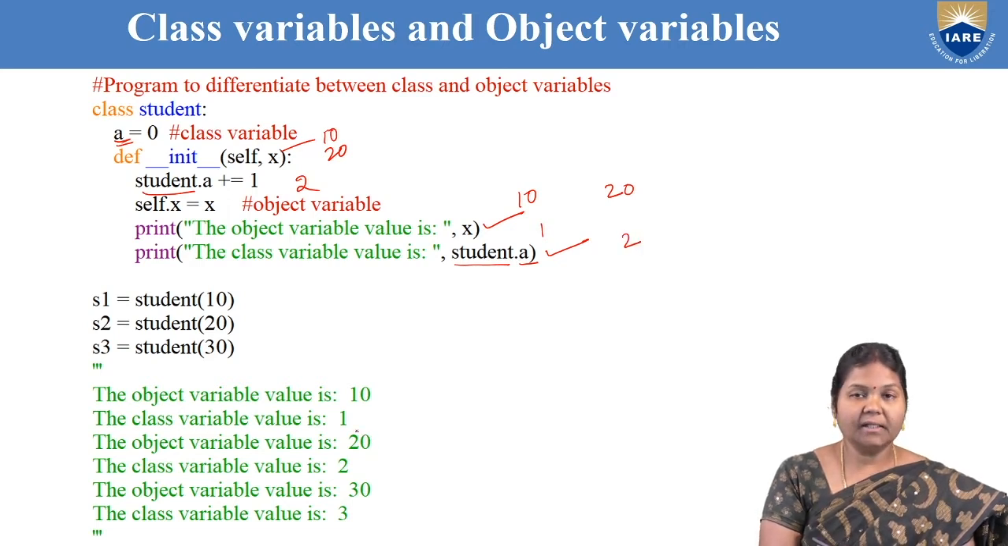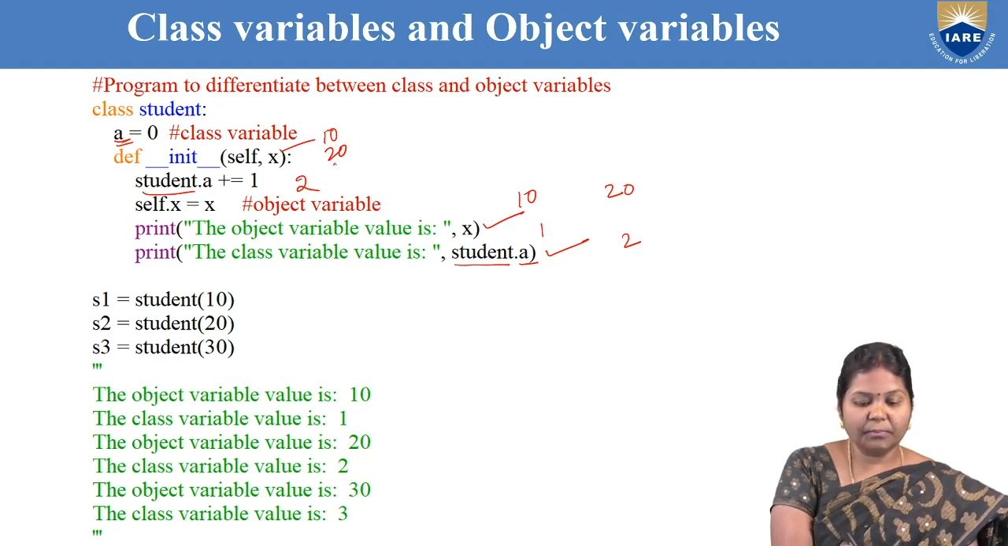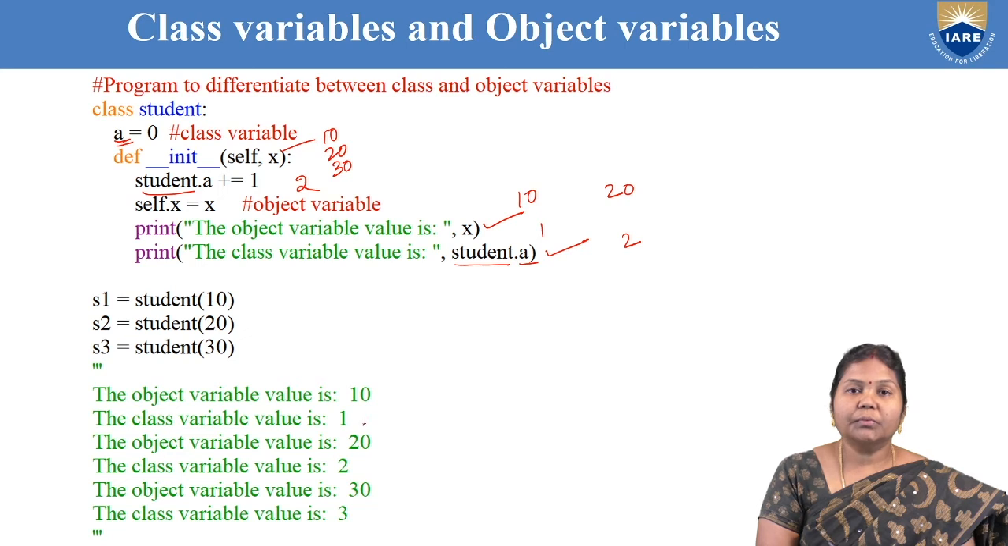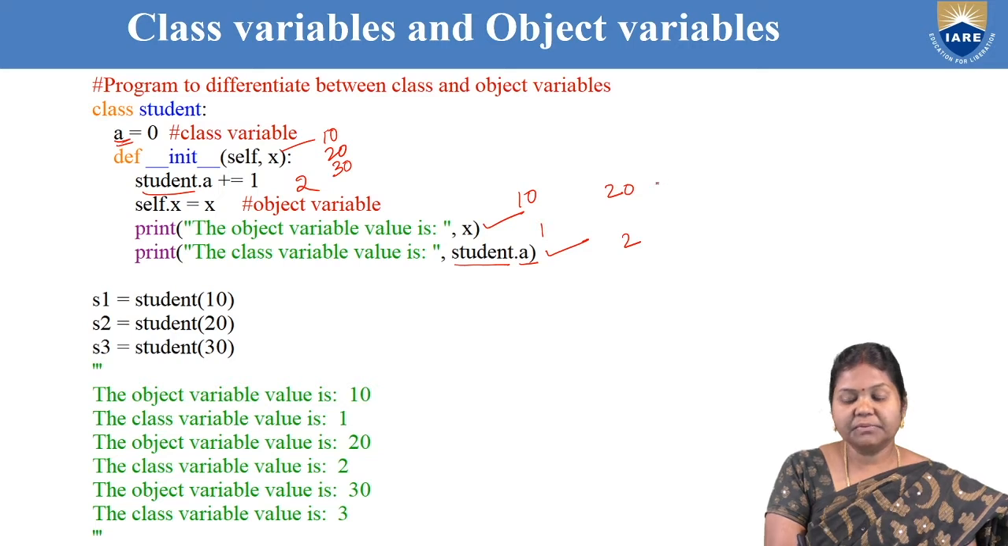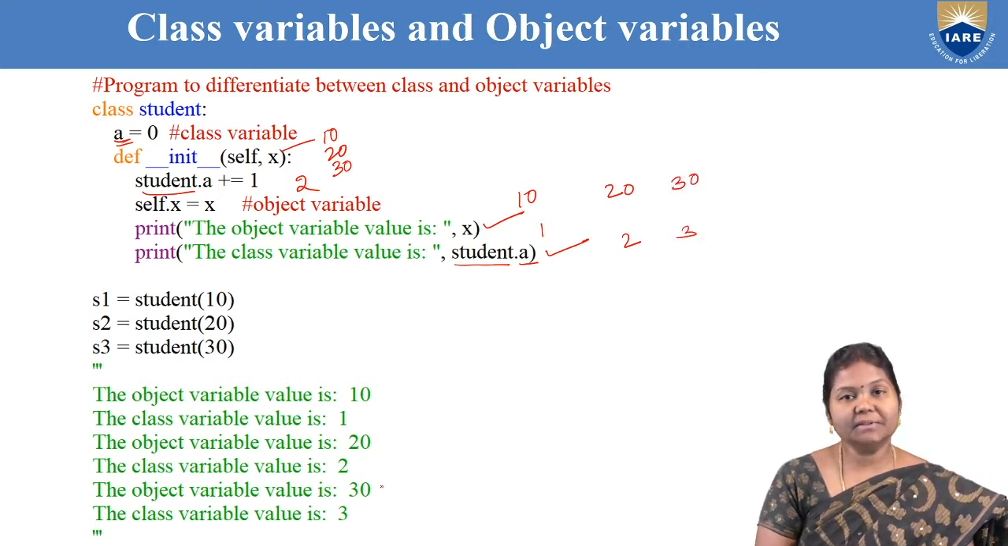Similarly, the third time, when you are creating S3 as an object of the class, what will happen? You are passing 30 to x. So, here the class variable is further incremented to 3, and the object variable value x is equal to 30 and the class variable value is 3.